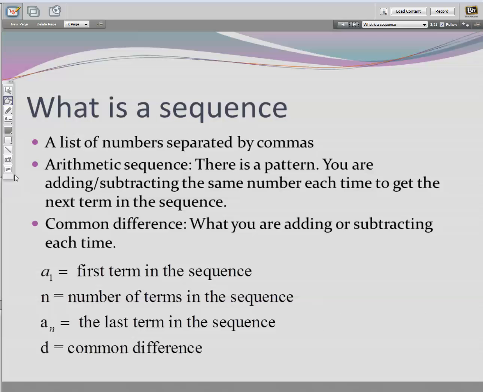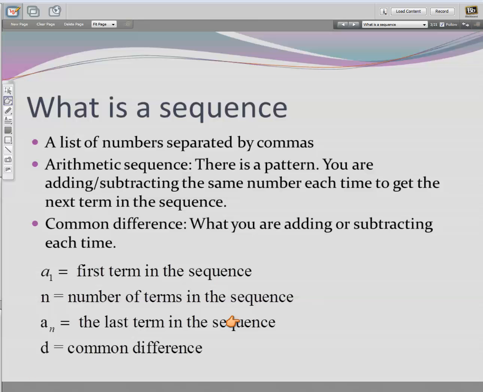All right, starting off, we need to know what a sequence is. Obviously, I had mentioned it was a list of numbers that were separated by commas, but with an arithmetic sequence, there's a special pattern in your list of numbers. And that pattern is that you are adding or subtracting the exact same number each time to get to the next term in your sequence. And that number that you are adding or subtracting by each time is what we call the common difference.